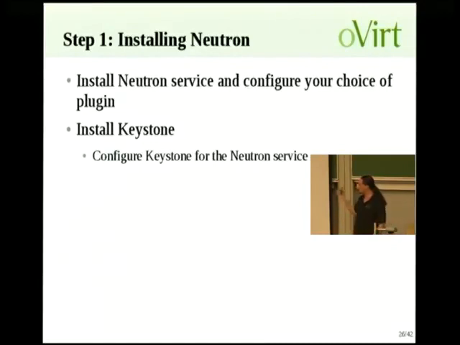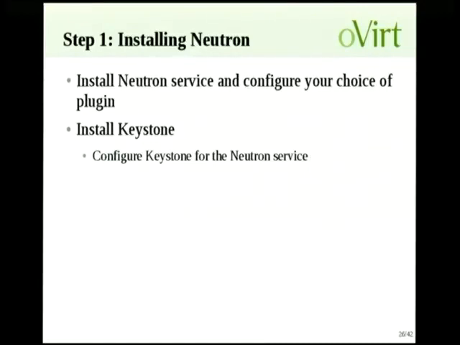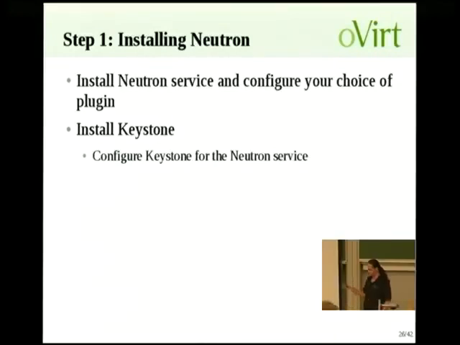Installing Neutron is something you have to do by yourself. You install Neutron on some machine. It can be the Orbit machine or some other machine. And just choose whatever plugin you want. And if you want security authentication, then you need to install Keystone and also configure Keystone to talk with Neutron. That's the hardest part of this integration. All of the other steps are in Orbit.